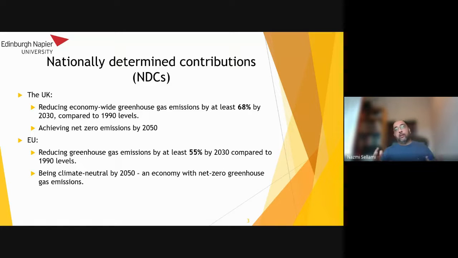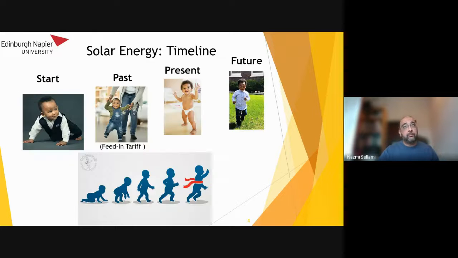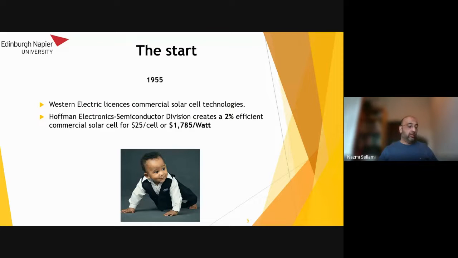To achieve this, most countries need to come up with solutions, mainly reducing the use of fossil fuel and introducing renewable energy. I'm going to focus on solar, and I'll come up with my own analogy, the solar time: the start, the past, the present, and how the future is going to be. I'm going to take the analogy in comparison to the life of a human being, from being a baby until starting to walk and having that independence of walking and choosing the right direction.